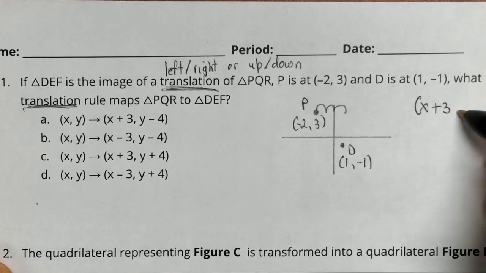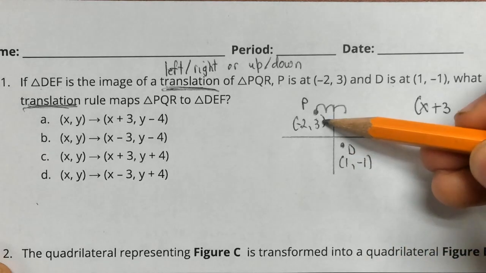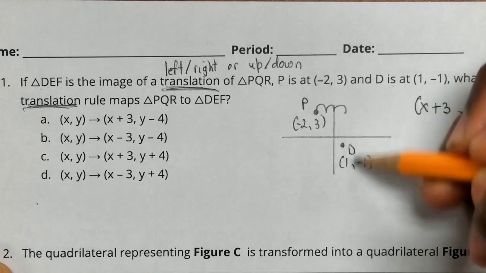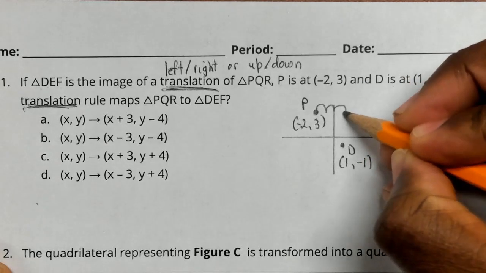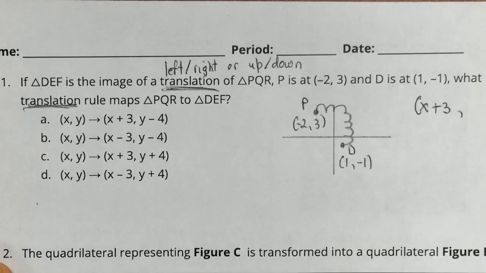So now let's look at how we're changing the Y value. So it went from +3 to -1. So that means that we went down. So we went down 1, 2, 3, 4 times. So if we went down 4, that's a -4. We're subtracting 4. So from the Y value, we were subtracting 4.